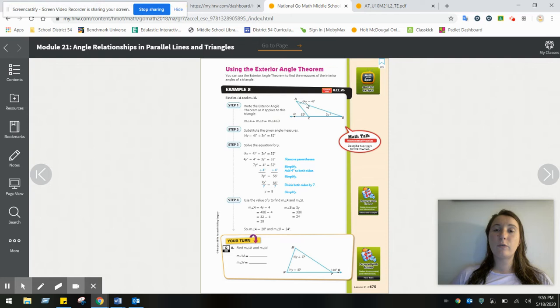Now that I know the value of y, I can plug it back into angles A and B and find their missing measurements. So if I plug in 8 to the expression for angle A, I will have 4 times 8, which is 32, minus 4, which is 28. So that tells us angle A is 28 degrees. If I plug in 8 as the missing y piece for angle B, that is 3 times 8, which is 24. So angle B is 24.